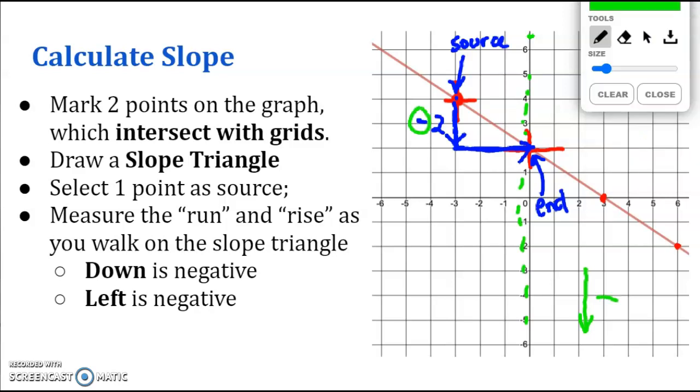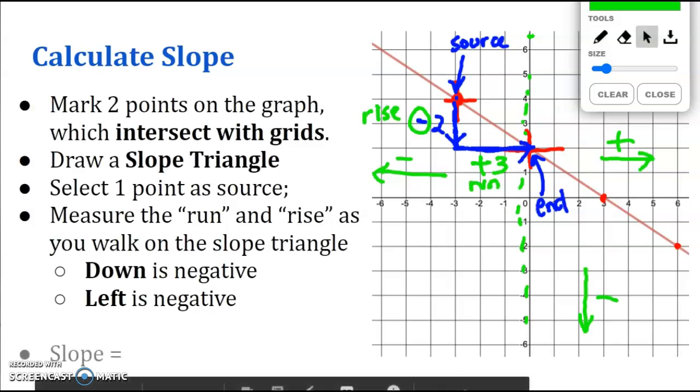And then the run, on the other hand, is going to the right. Going to the right is positive. Going to the left is negative, because just like the number line, as you go to the left, the numbers are getting smaller, or it's becoming negative. But the arrow is pointing to the right, so it's going to be positive. By 1, 2, 3, it's positive 3. So I know that this is my rise, and this is my run.